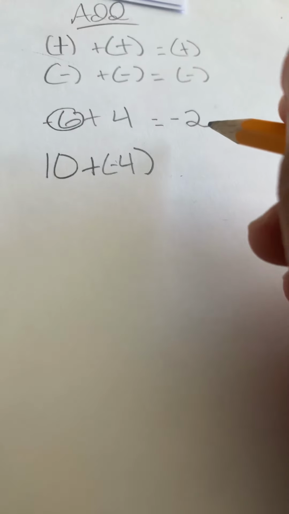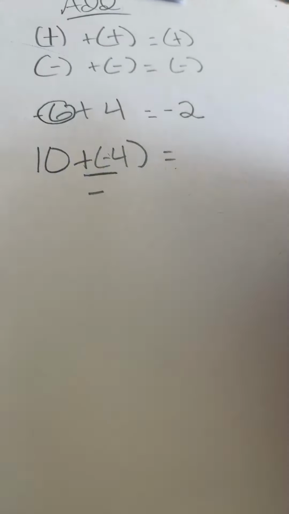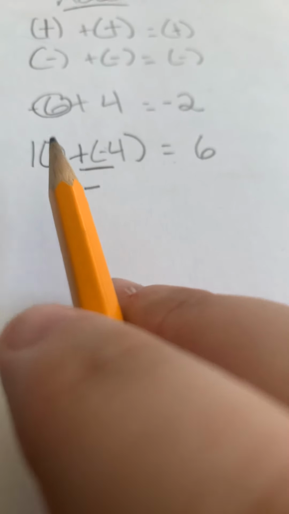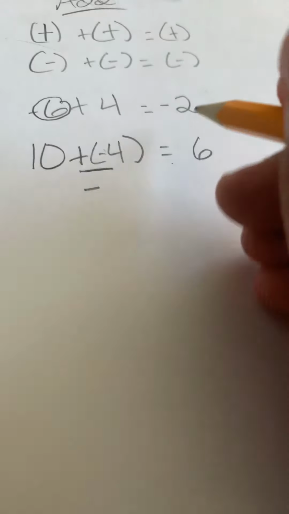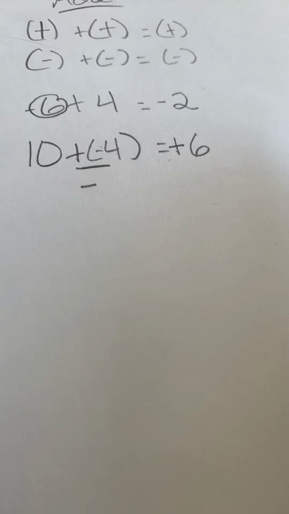All right, let's try another one. Let's say we have 10 plus -4. This plus negative, you will see showing up here in a second. If it's plus negative, that just means subtract. So we're going to subtract these two. 10 minus 4 is 6. 10 is further away from 0 than 4, so my answer is going to be positive. So 10 plus -4, again, that just means 10 minus 4, is equal to 6.